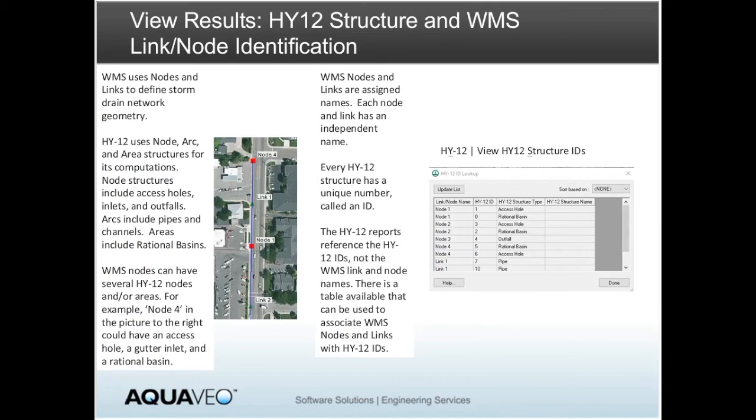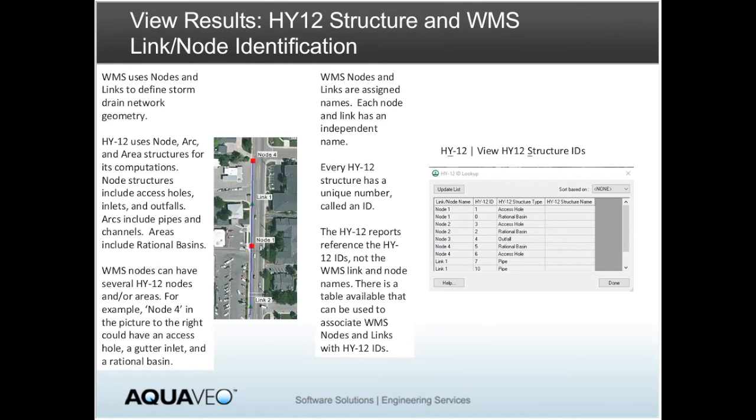WMS uses nodes and links to define storm drain network geometry. HY-12 uses node, arc, and area structures for its computations. Node structures include access holes, inlets, and outfalls. Arcs include pipes and channels. Areas include rational basins. WMS nodes can have several HY-12 nodes and/or areas. For example, node 4 in the picture to the right could have an access hole, a gutter inlet, and a rational basin.